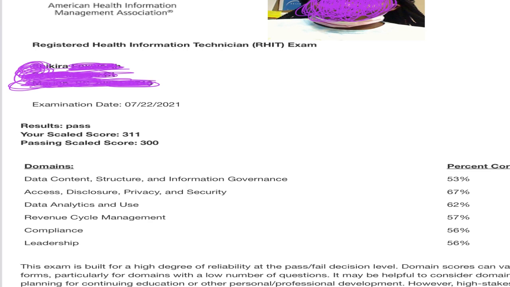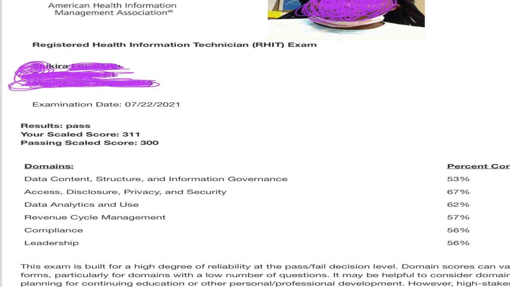Okay, so I want to show you guys my score report. I don't know if you can see it very well, but as you can see, I did not make anything above a 70 on this exam and I still passed. My score was a 311. You need a 300 to pass.